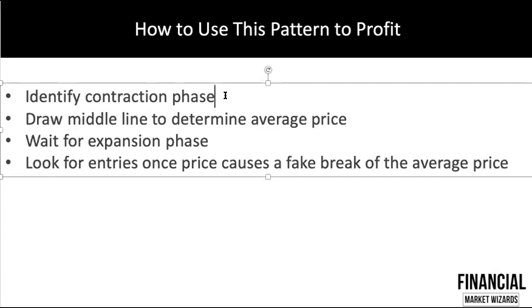Step number 3 will be to wait for the expansion phase, because after the expansion phase comes the trend phase, and remember that we want to be trading the trend phase. So that's how we do it. And step number 4 will be we look for entries once price causes a fake break of the average price. Okay, so let's just go through each of these step by step.